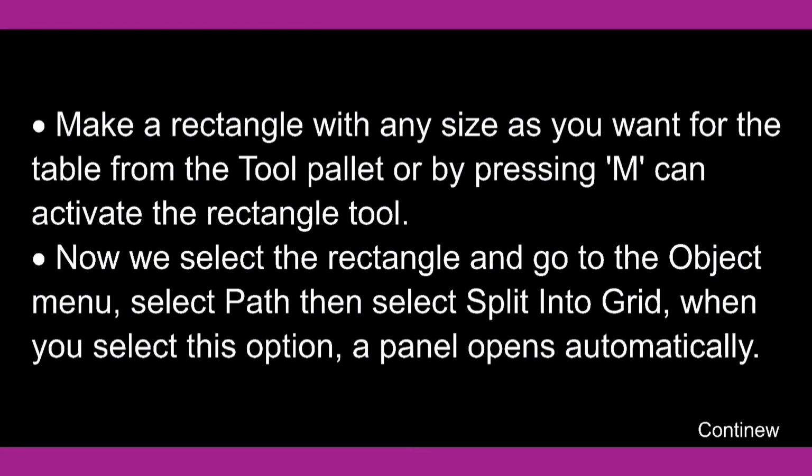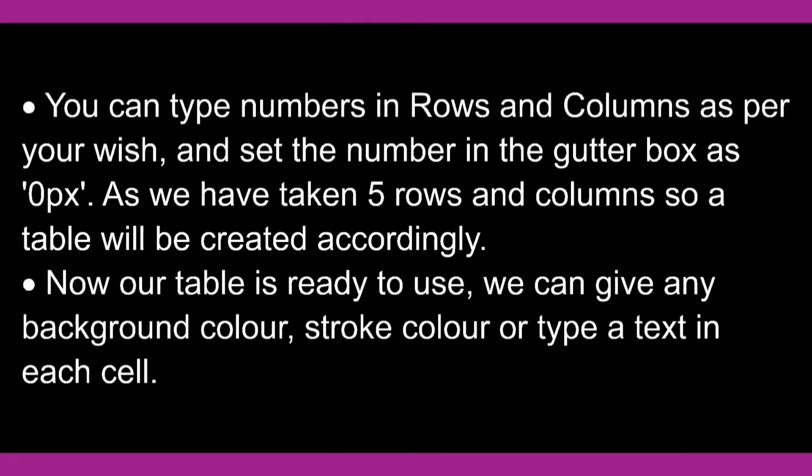Now we select the rectangle and go to the Object menu, select Path, then select Split into Grid. When you select this option, a panel opens automatically. You can type numbers in rows and columns as per your wish and set the number in the gutter box as 0 pixel. As we have taken 5 rows and columns, a table will be created accordingly. Now our table is ready to use. We can give any background color, stroke color, or type a text in each cell.